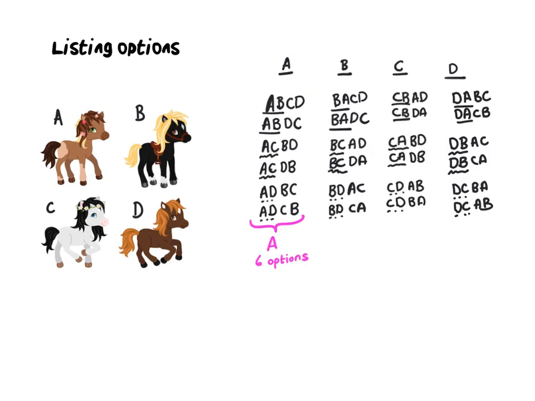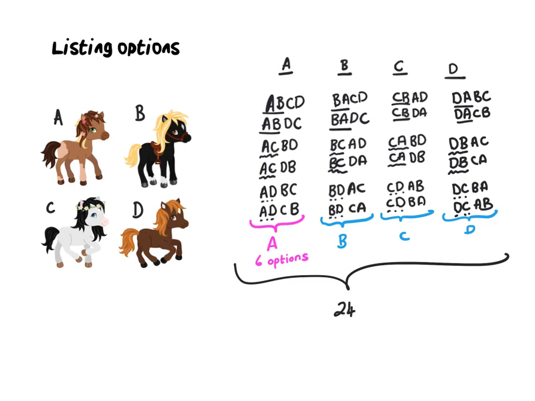And there we have all the different options. For horse A winning the race, there's 6 options. For horse B winning the race, there are 6 options. For horse C winning the race, there are 6 options. And for horse D winning the race, there are 6 options. Which means in total, there are 24 different outcomes or 24 different combinations.